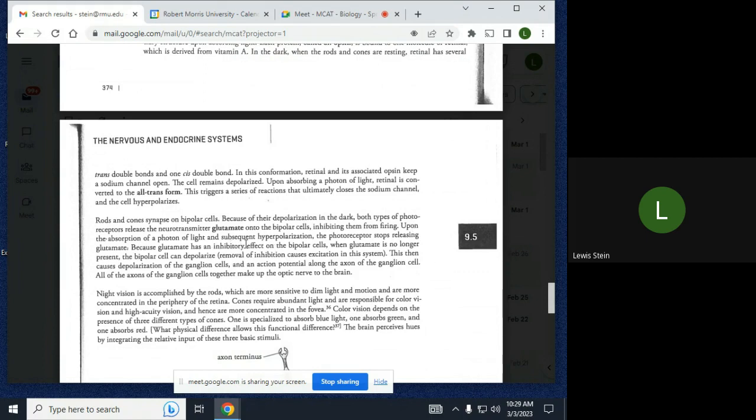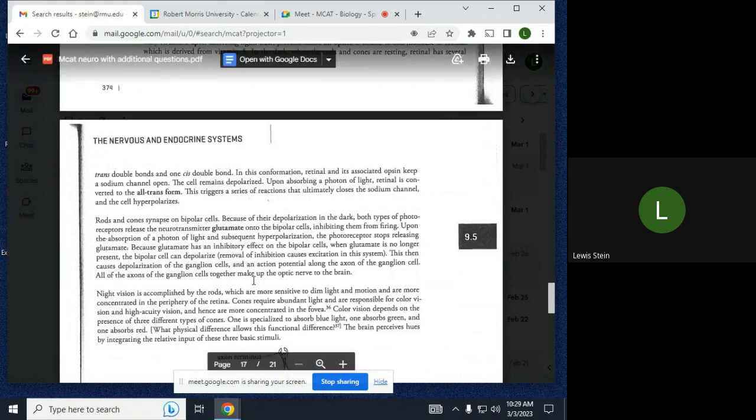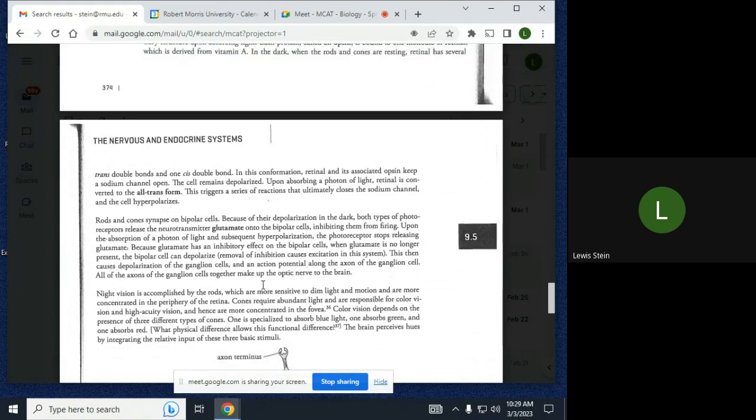And so what happens is that the photoreceptors hyperpolarize and stop releasing the glutamate. Okay, the glutamate no longer present, they depolarize. So it disinhibits, if you want to think of it that way. Depolarization then of the ganglion cell, action potential, etc.